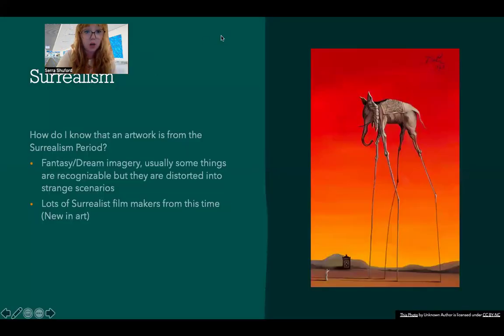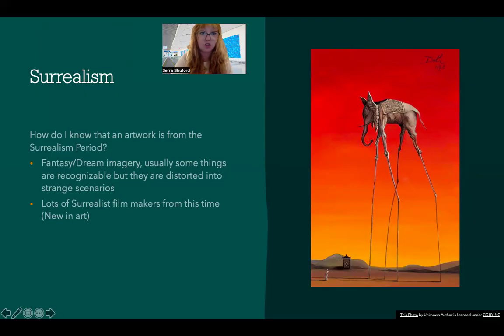So in surrealism art, we see a lot of fantasy slash dream-like imagery. Usually some things are recognizable, but they are distorted in strange scenarios. And lots of surrealist filmmakers from this time, which is a new type of art that we haven't really seen before. A lot of this artwork seems like it's dreams, but there's something a little bit off. There's always a reference to the natural, what exists in reality, but it's distorted, exaggerated in ways that make it feel like something you see in your dream that kind of makes sense, but also doesn't.